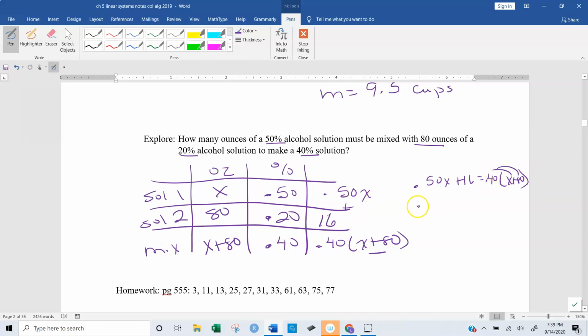Distribute. So we have 0.5x plus 16 equals 0.40x plus, let's see, 40 times that would be 32. All right, so next we have to subtract. So let's subtract the 16. Let's subtract the 0.4x. So now we have 0.1x equals 16. So x is equal to 160 ounces. That's how much I need of solution 1.